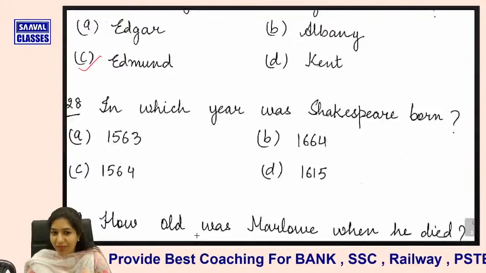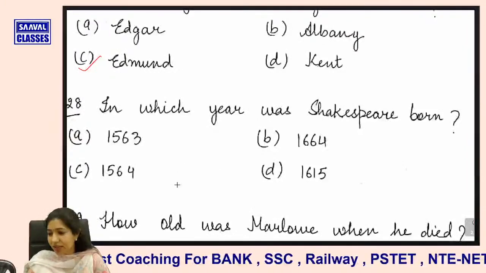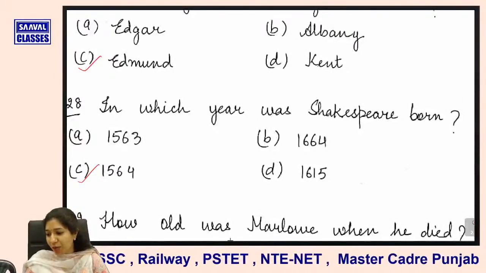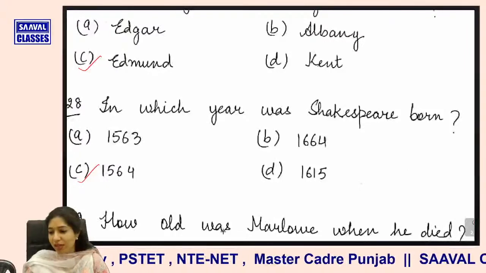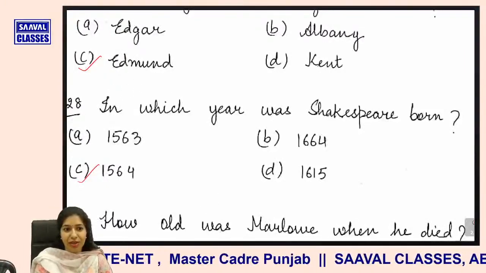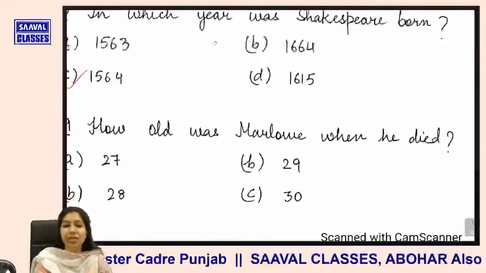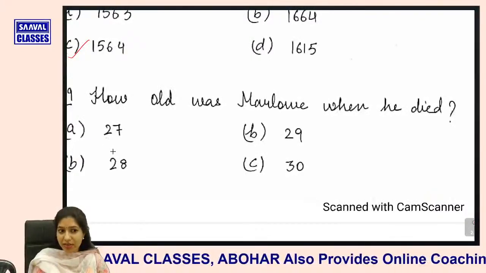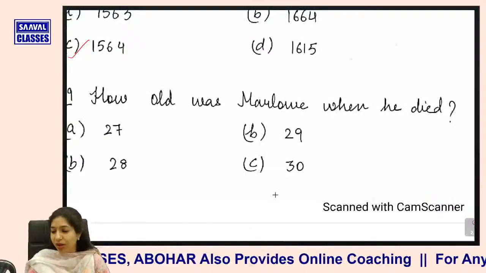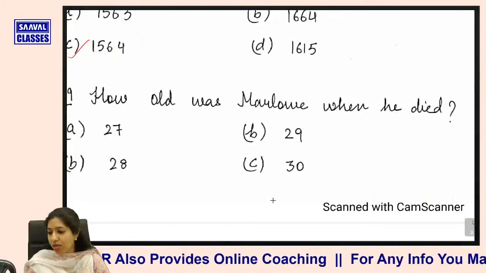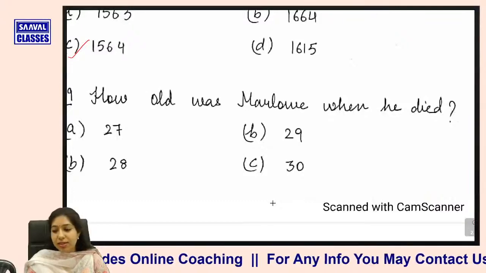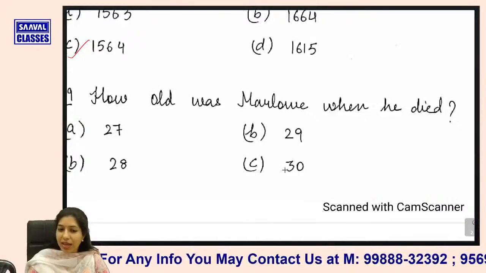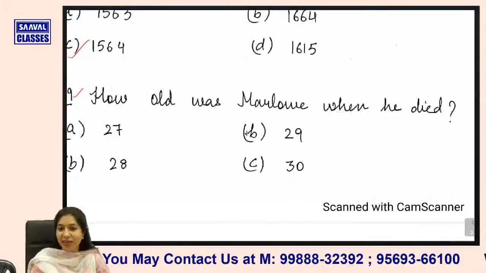Theek hai? In which year was Shakespeare born? Yes, very good. It was in 1564. Very good. He was born in the year 1564. Then the next question is, how old was Marlowe when he died? He was 27, 29, 28 or 30. How old was Christopher Marlowe when he was stabbed, when he was murdered? Yes, the question number is 29 and he was 29.